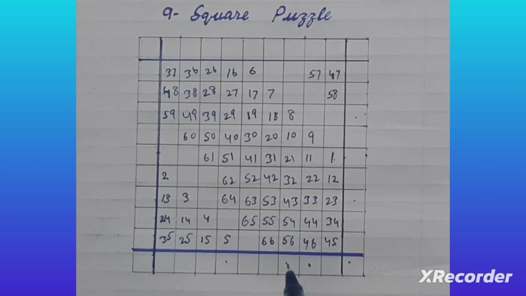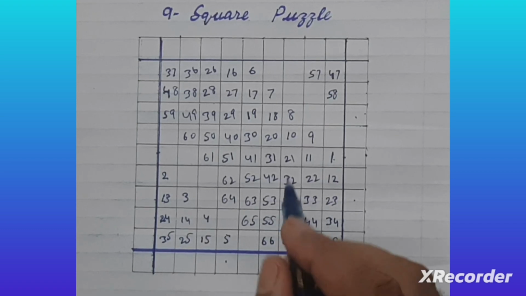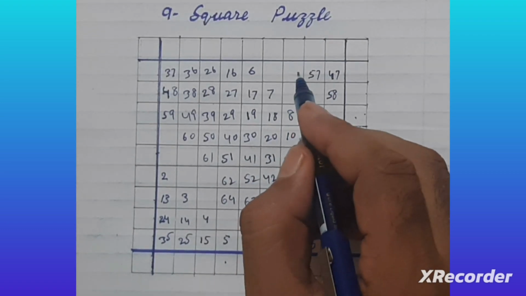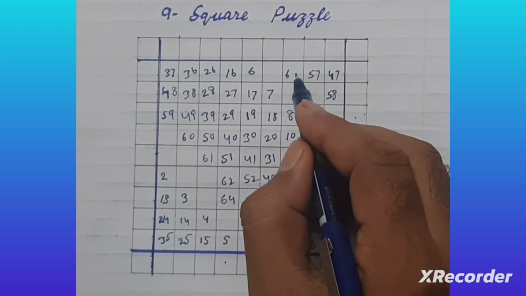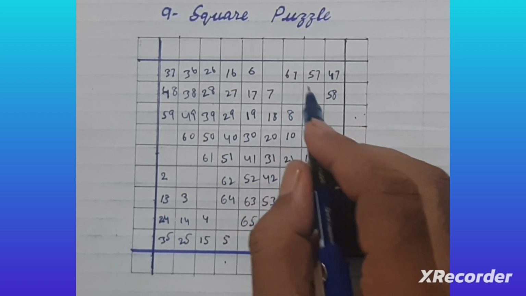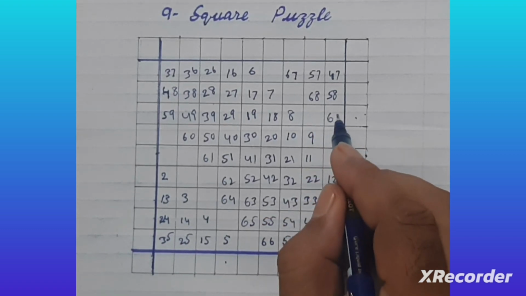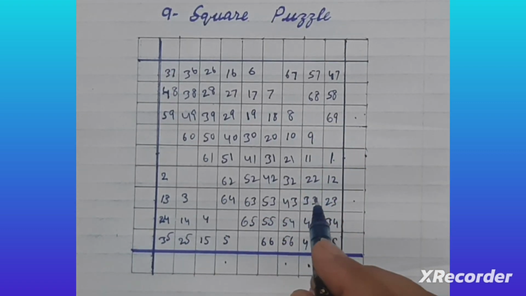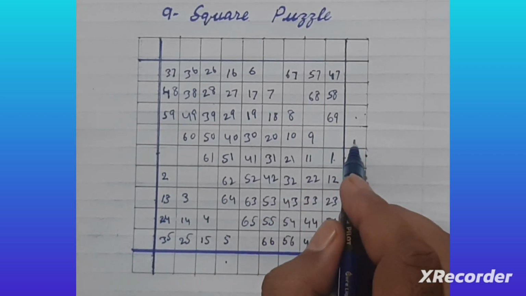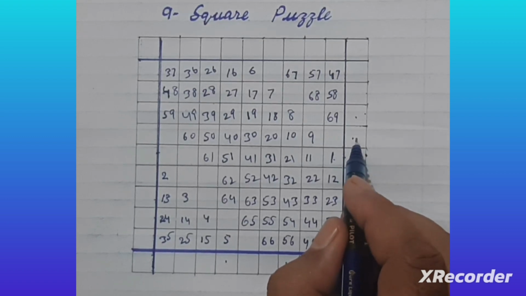out of the square, therefore we follow this column. At its beginning we write 67. After 67 we have 68, 69. After 69 that is 70. 70 is out of the square, therefore we follow this row.